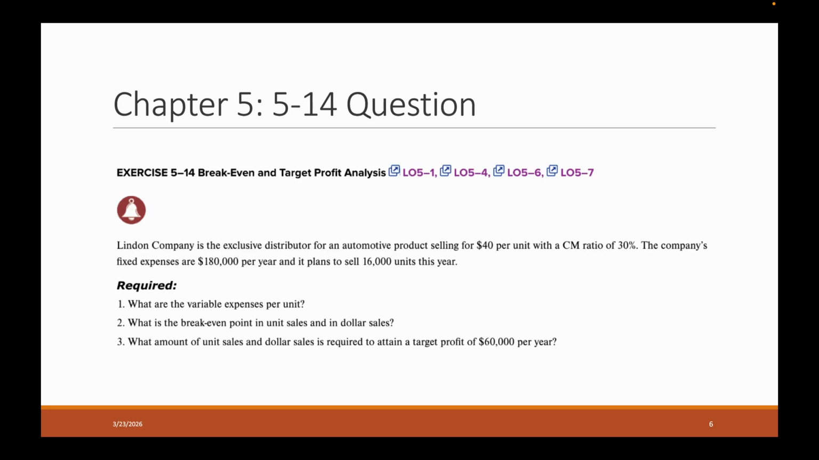Moving on, we're looking at exercise 5-14. Linden Company is the exclusive distributor for an automotive product selling for $40 per unit with a contribution ratio of 30%. The company's fixed expenses are $180,000 per year, and it plans to sell 16,000 units this year. So what we're required to do in this problem is calculate the variable expenses per unit, what is the break-even point in unit sales and in dollar sales, and then finally what amount of unit sales and dollar sales is required to attain a target profit of $60,000 per year.